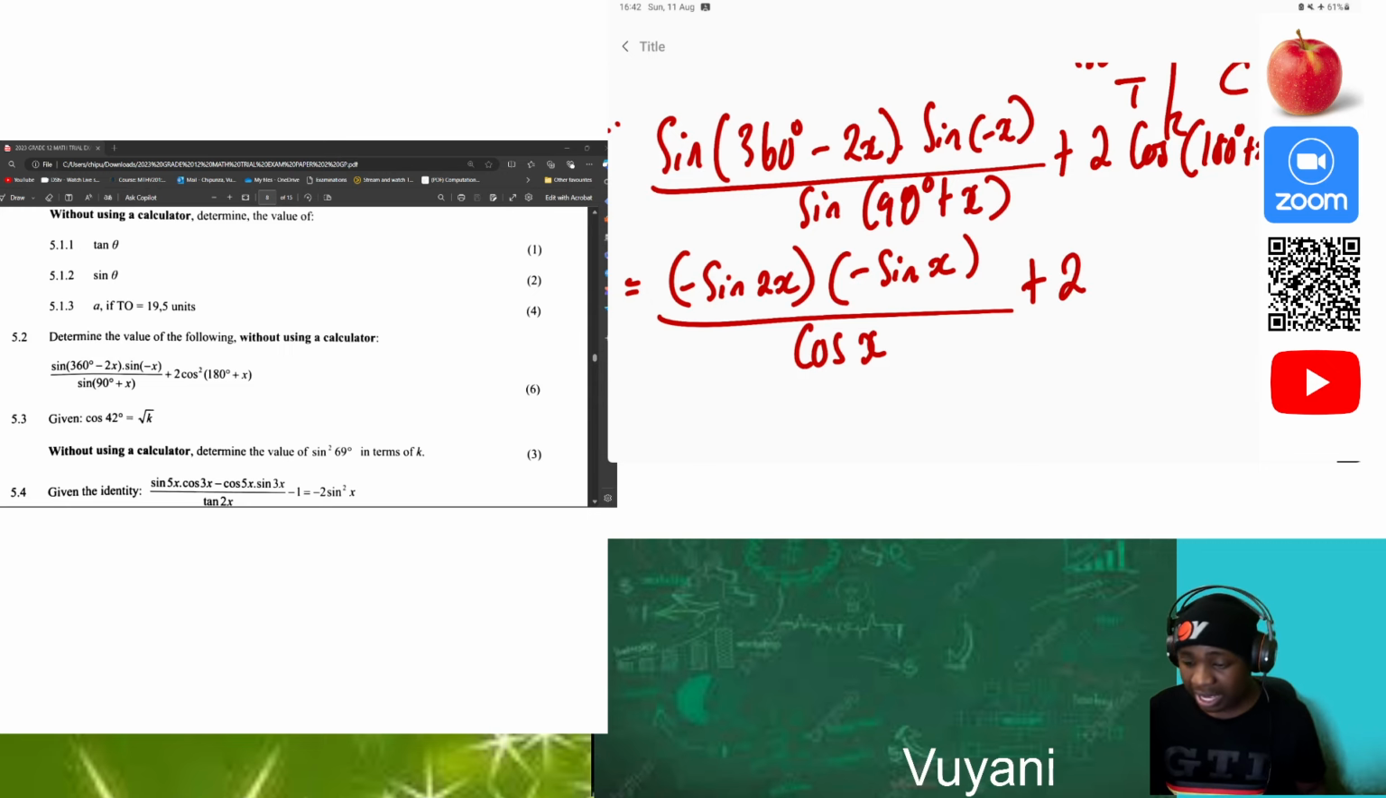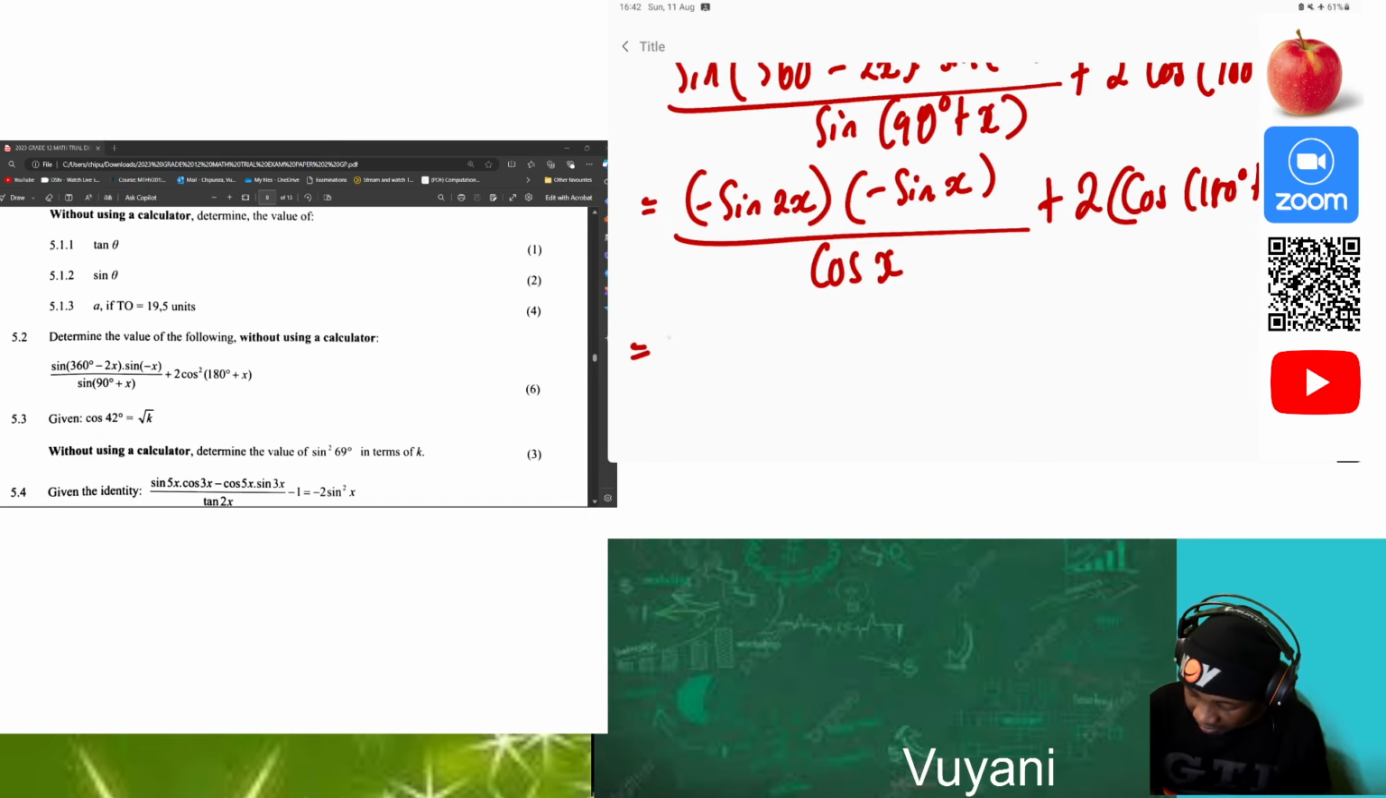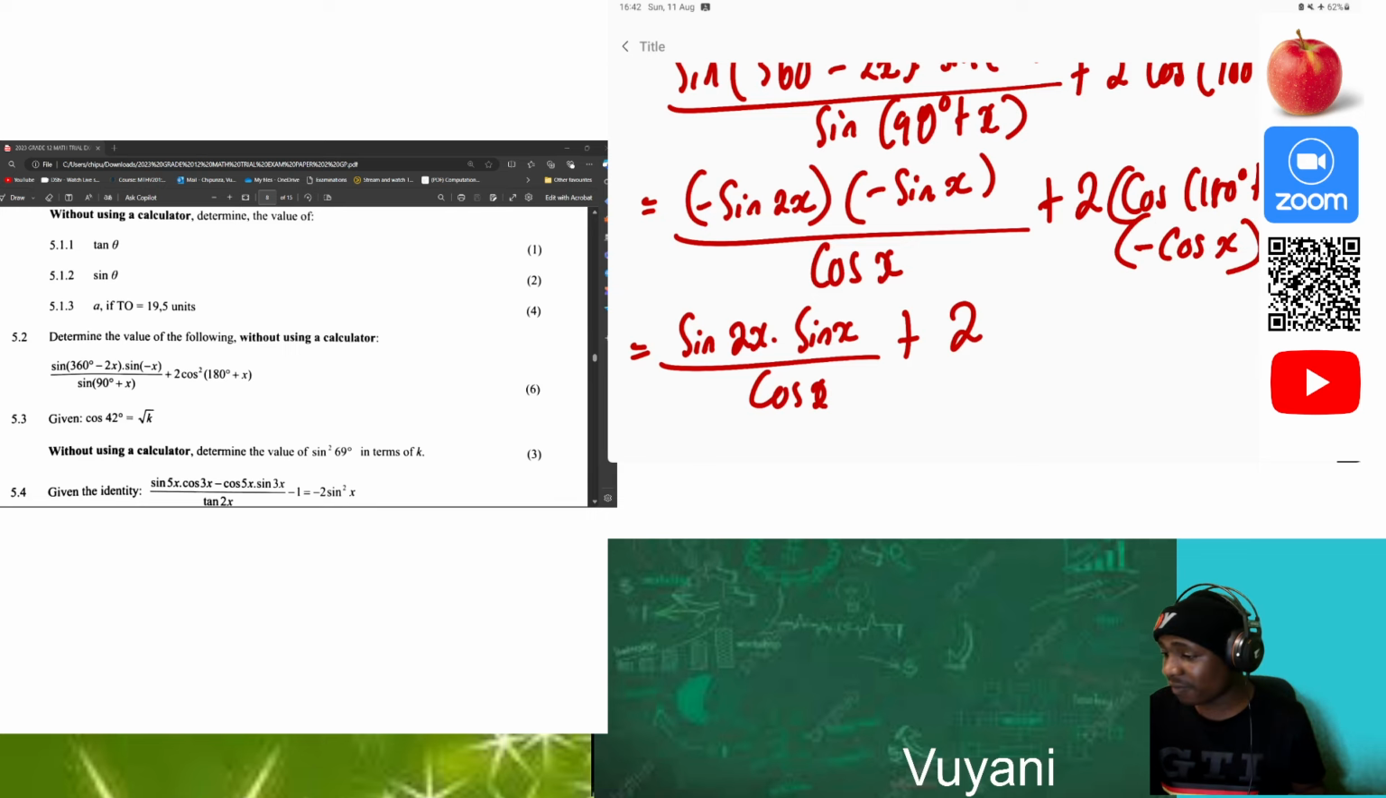Now we have our cos squared of 180 plus. So we know that cos of 180 plus is the same as cos of 180 degrees plus x. Then of course we can square all of this. Then negative times negative is positive. So now we are left with sine 2x times sine of x divided by cos of x plus 2. Then we know that 180 plus is in the third quadrant, and in the third quadrant it's only tan which is positive, so our cos is going to be negative. But when we square this, it's just going to give us a positive, so that's why we end up having cos squared of x, which is positive.